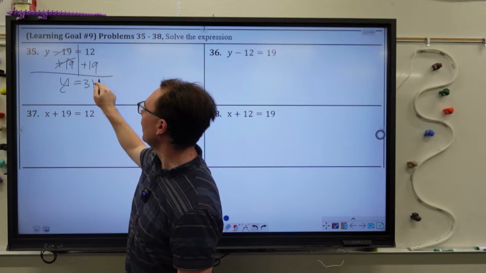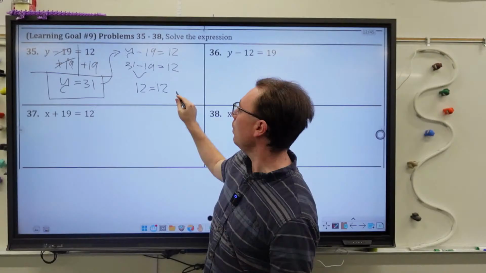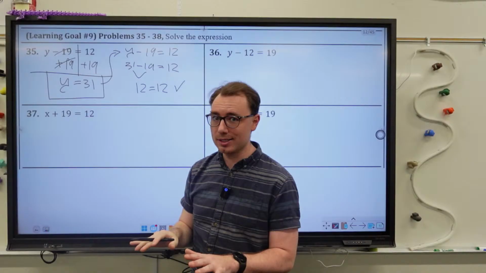Now to double check these answers, what I'd love for you guys to do is to plug this value that you solved back into the original problem. Now it seems pretty easy and intuitive to do it here, where we're just plugging in that y minus 19 equals 12. We're replacing that y with 31 minus 19 equals 12. Well, 31 minus 19 does give us 12. And since we got a true statement of 12 equals 12, we know that this value here that we found is correct.